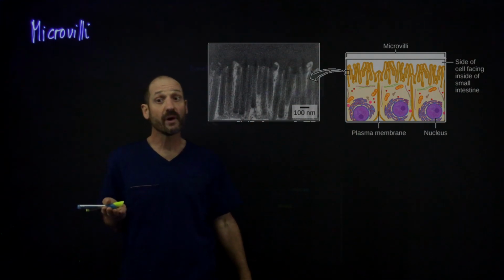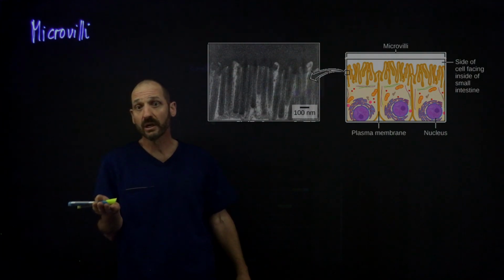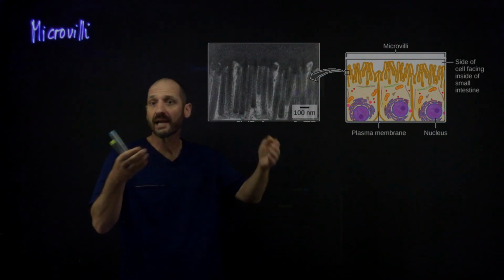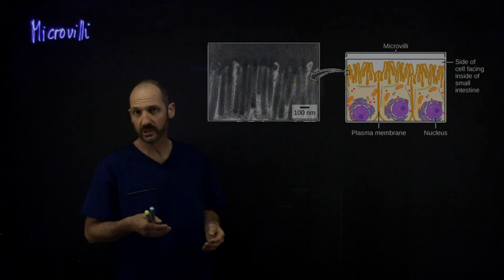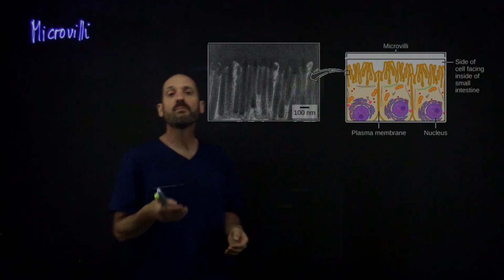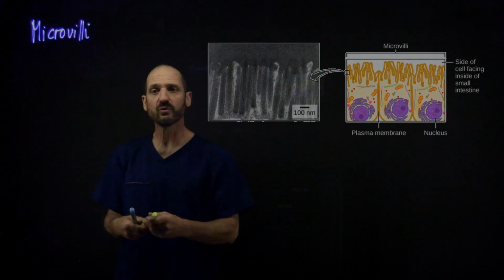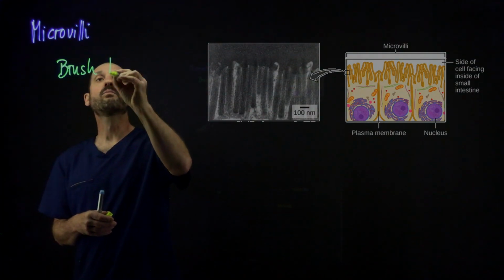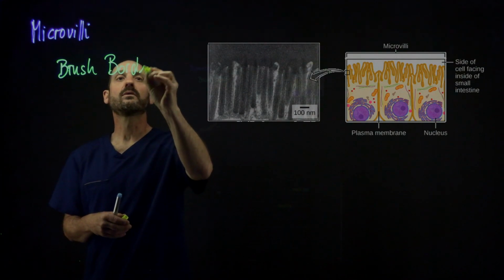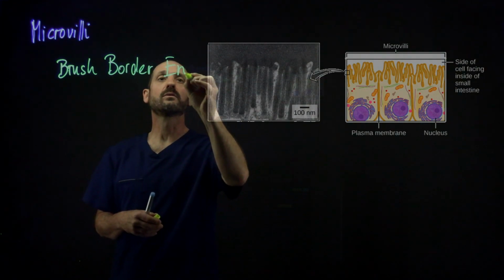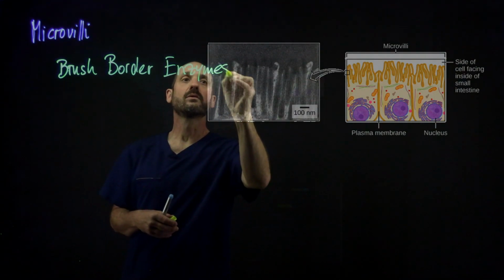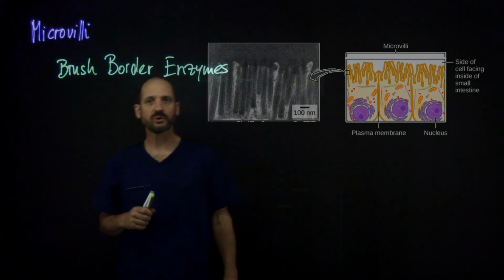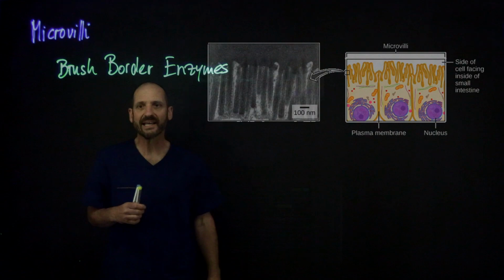They also allow enzymes to reside there and attach, which are involved in breaking down polymers into absorbable monomers, disaccharides into monosaccharides, for example. We call these brush border enzymes as well. We call them that because under a microscope they look fuzzy like a little brush.